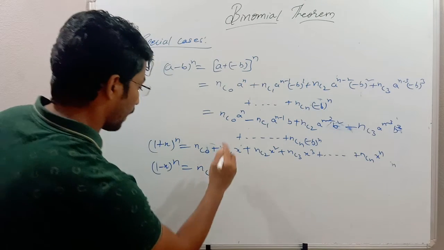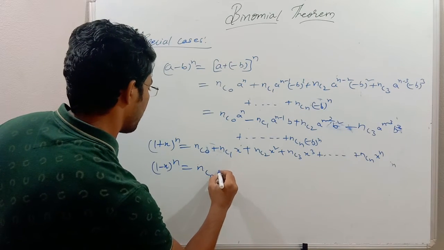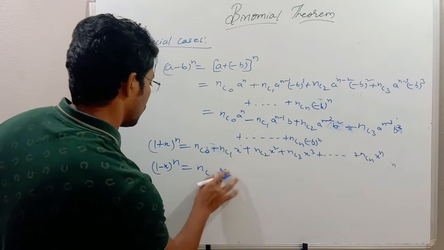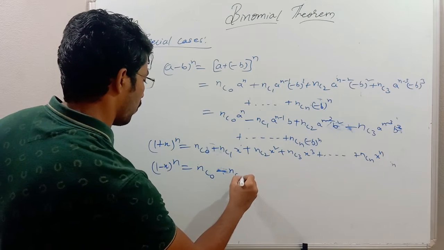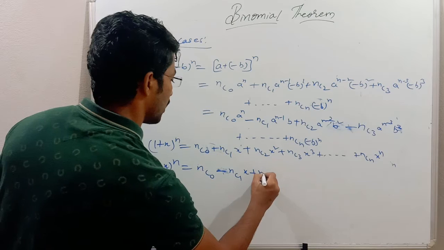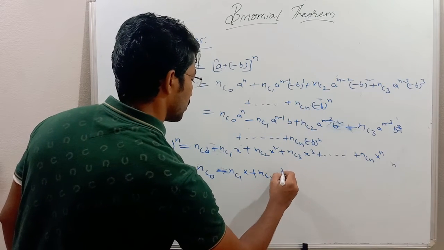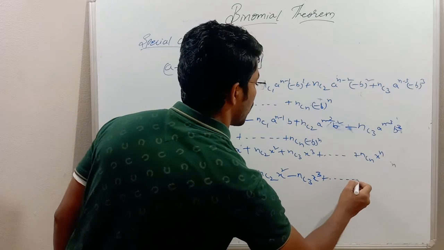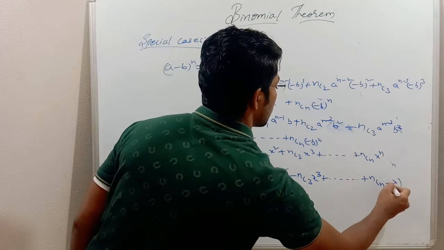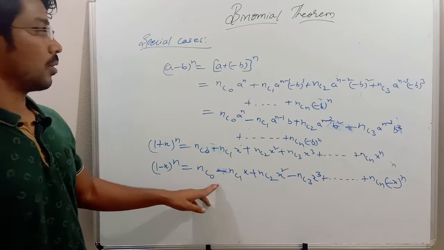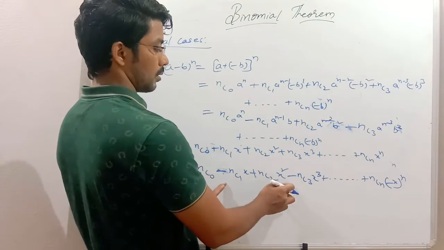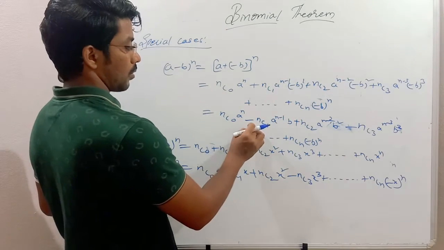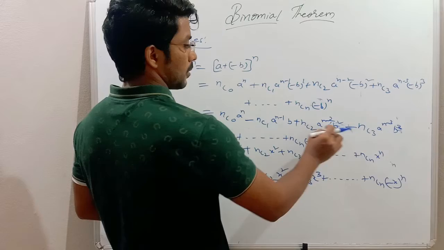nC0 minus nC1 x plus nC2 x^2 minus nC3 x^3 plus and so on, nCn (minus x) whole power n. So here if you observe, minus, plus, minus, alternately the negative terms are coming. If you observe here also, it is the same way, minus, plus, minus.